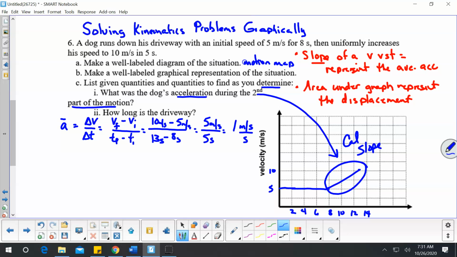Okay? Now, the next one they want to know is how long is the driveway? So we want to know the distance the dog covered. We can relate that to the displacement and just leave the sign off of it, because displacement would tell what direction he went in. Well, we're not worried about the direction, so we're not going to put a sign on this. For the displacement, it is the area underneath here. So it's all of this area.